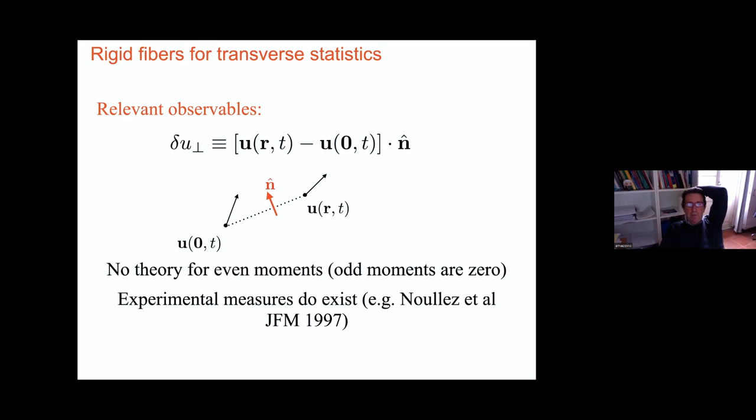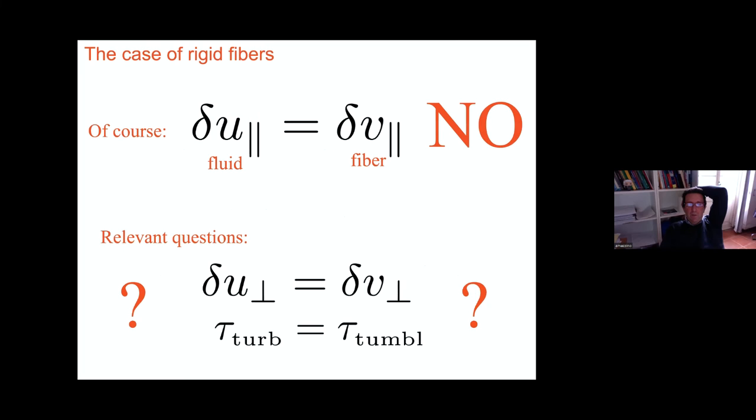So I have to speed up. What I want to say is that we also analyzed the possibility of using fibers to measure the transverse velocity. And the answer is yes. The answer is yes, but now, if you have a rigid fiber, there is no way to measure the longitudinal fluctuation.